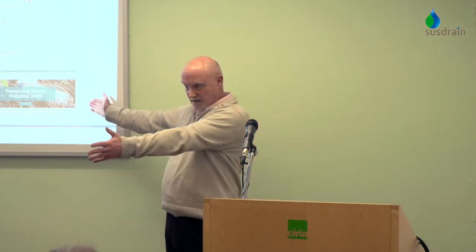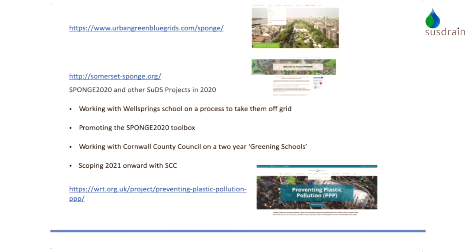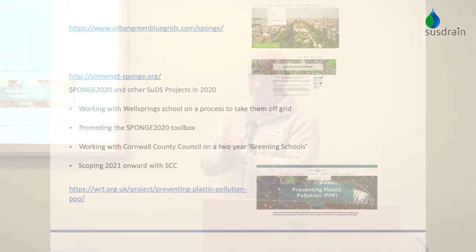And the preventing plastic pollution project has got nothing to do with SuDS, but it is to do with rivers. It's a project that we've just started with the Southeast Rivers Trust and 16 other organisations, Queen Mary, Plymouth University, and a whole load of others, about plastics, the way they get into the rivers and into the seas, and how we can start tackling that, which is very important as well. Okay, thank you.